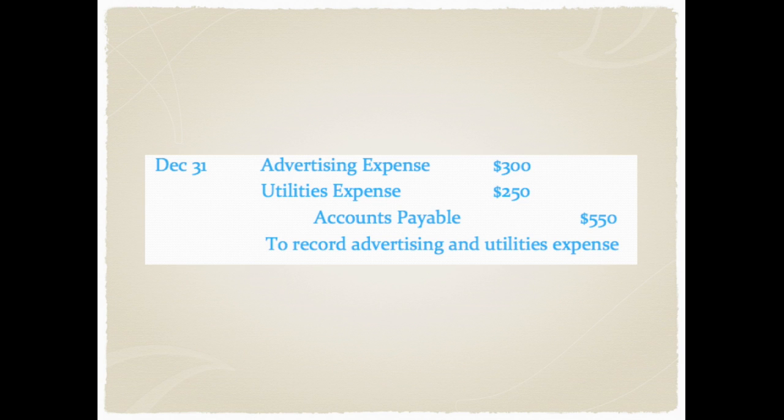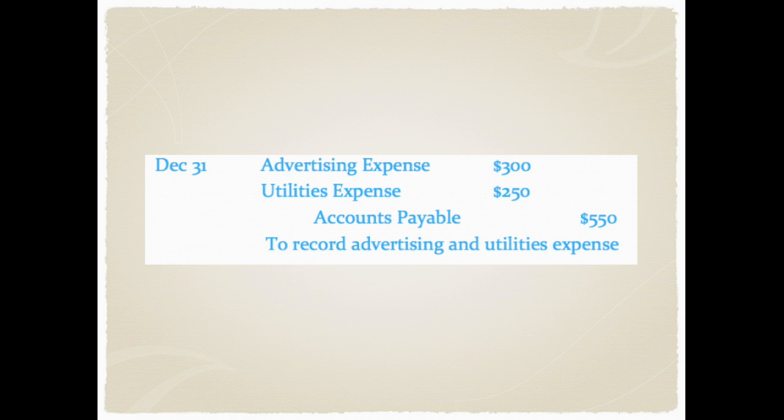In this example, we'll be looking at utilities and advertising expenses for the month of December. The expenses were in December, but the invoices were not received until January 5th. However, these expenses help you generate revenue in December, so it should be recorded in the same fiscal period as the revenue. Thus, an adjusting entry is needed.